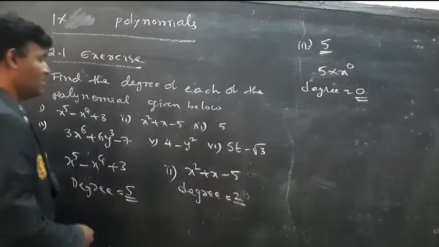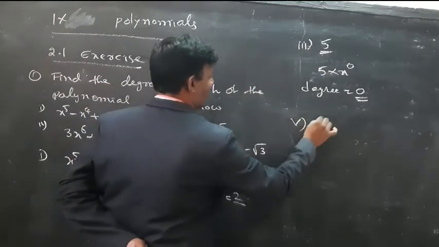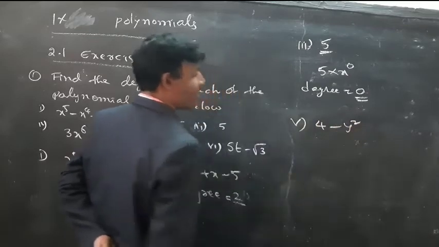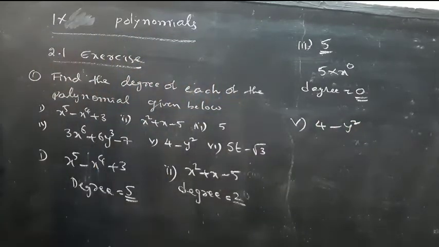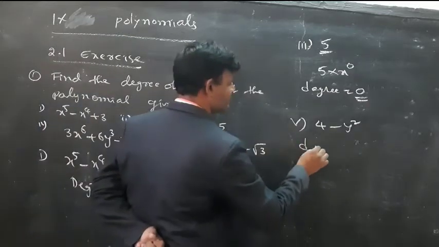Next, the fifth one. 4 minus y square. In this, what is the variable? y is the variable. So what is the power of y? 2. So the degree is equal to 2.